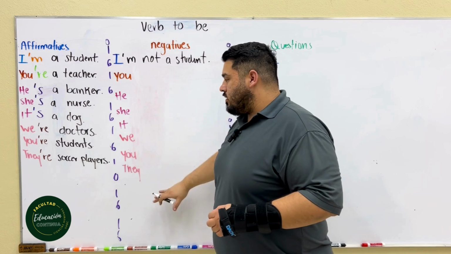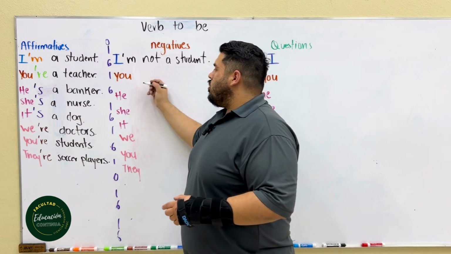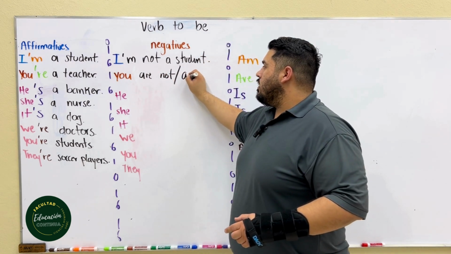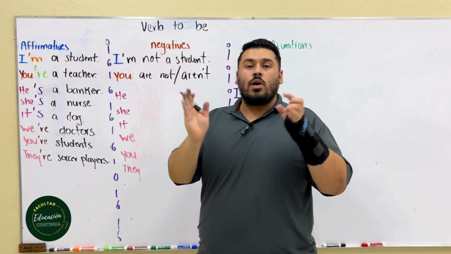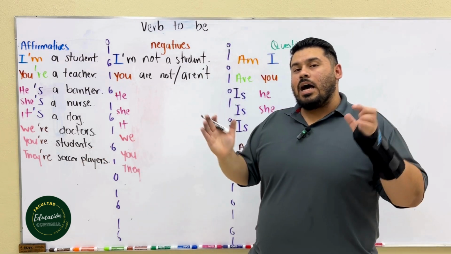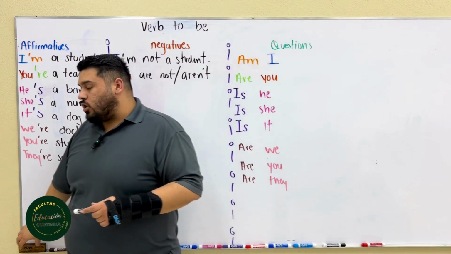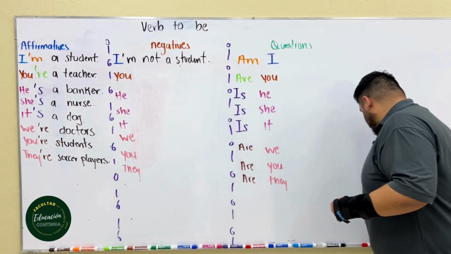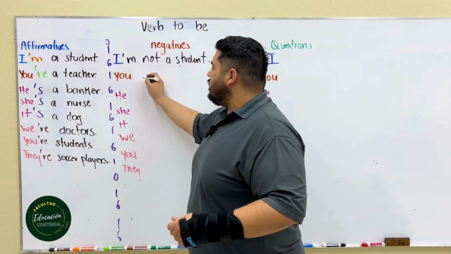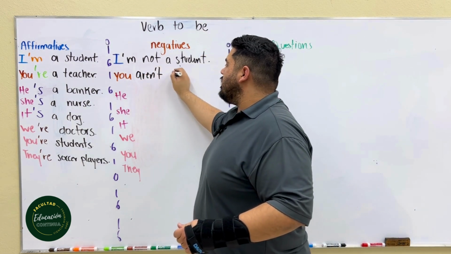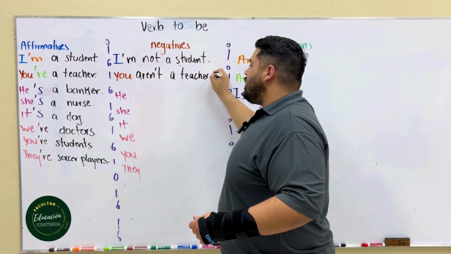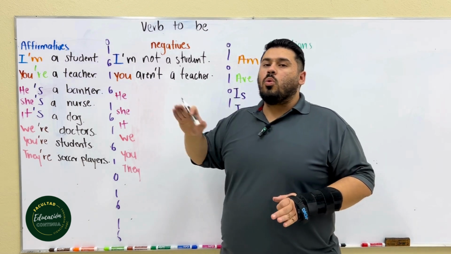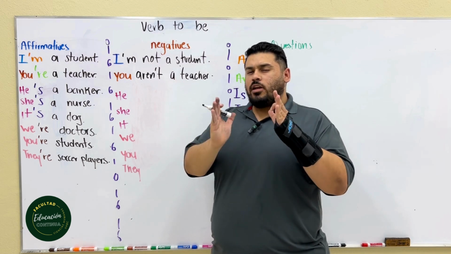But in the next ones, it's a little bit different. For example, you are not, but also you can write aren't. This is a contraction. Are not, aren't, okay? But now, today we're going to use just a contracted way, okay? So, we're going to erase this one. So, we're going to use you aren't a teacher. And this is faster. Listen, you aren't a teacher or you are not a teacher, right? So, it's better in the shorter way.